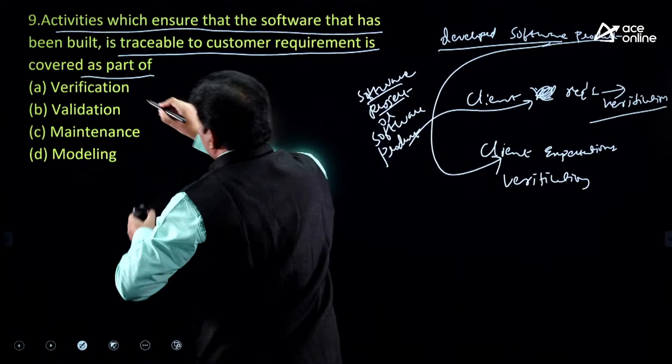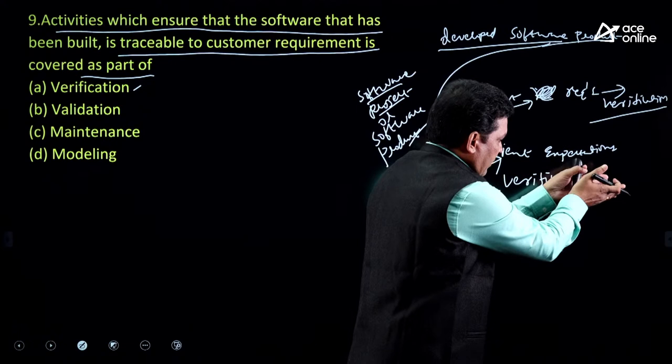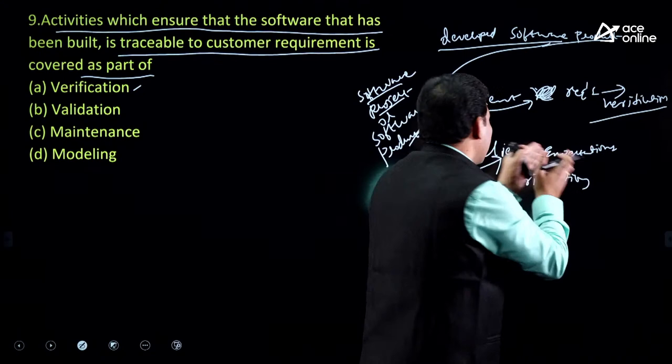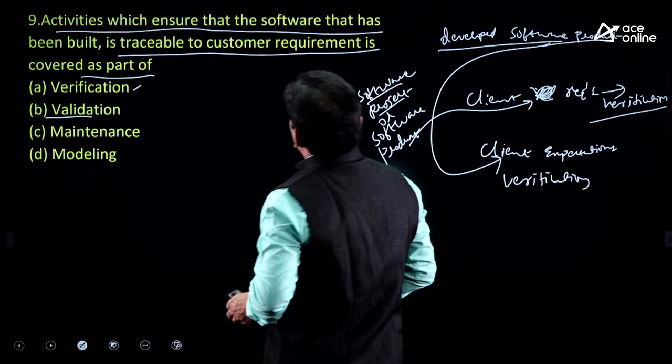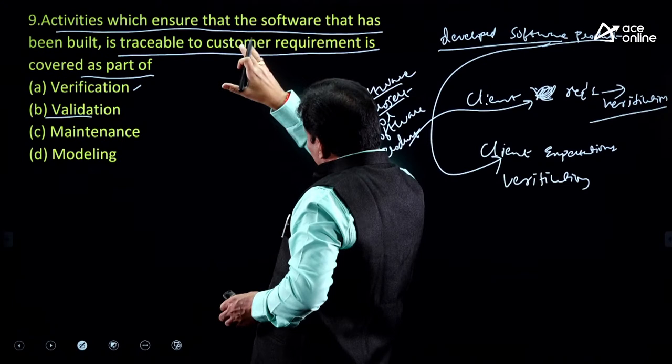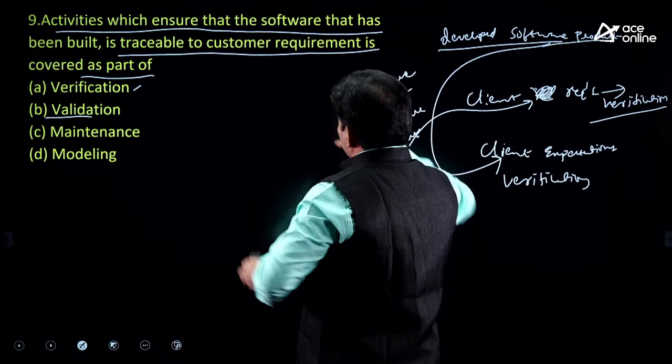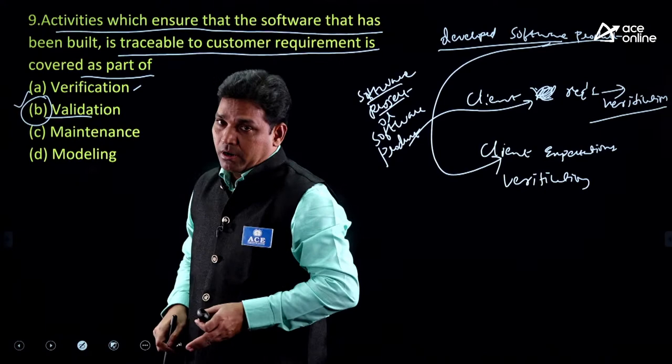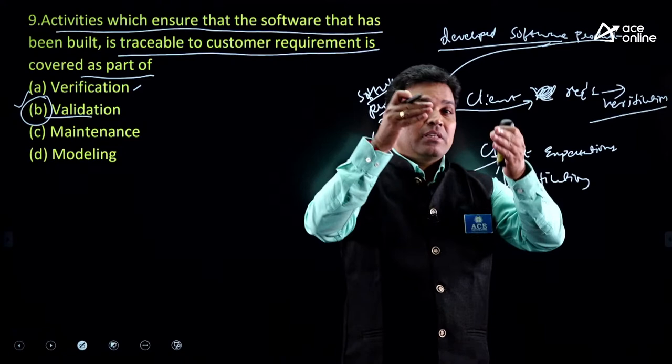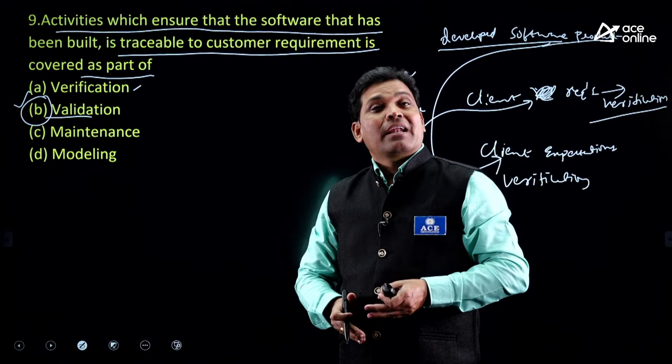Then what is validation? The developed product, is it based on the client expectation, client requirements, client needs, that process we call it as what here? Validation. So activities which ensure that the software that has been built, means already developed, and now whether the developed product is based on the client expectations or not, checking this process comes under validation. So the answer is B.